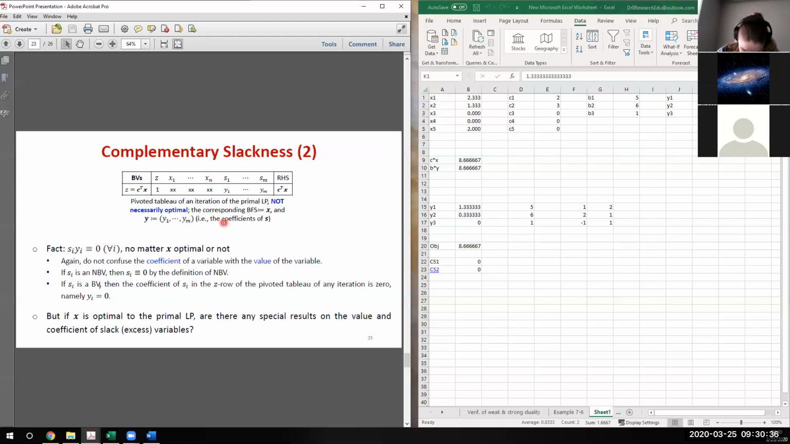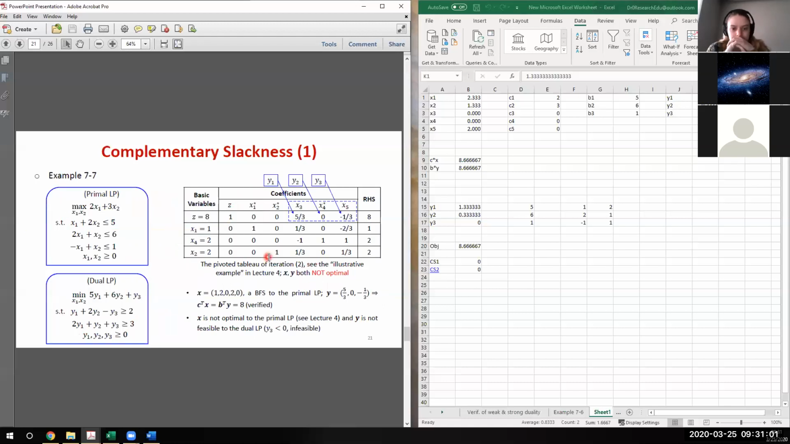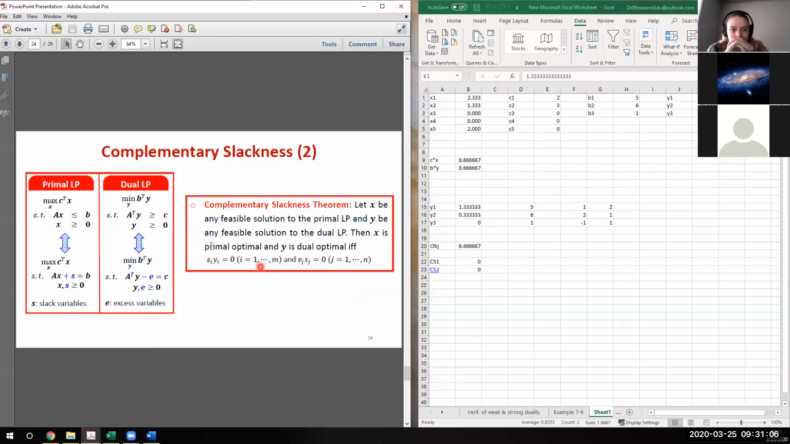This is very easy. And this x is any basic feasible solution. Then the question is, what if x is optimal? Because here I just claimed any basic feasible solution, it doesn't have to be optimal. If x is optimal, will there be any interesting things? Like, for example, in the first part of the complementary slackness, if x is optimal, then y is complementary optimal to the dual. Do we have something similar to this one? The answer is yes, which leads to the very famous and important complementary slackness theorem.